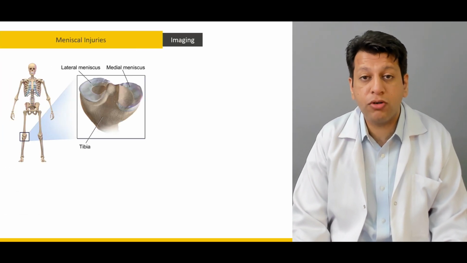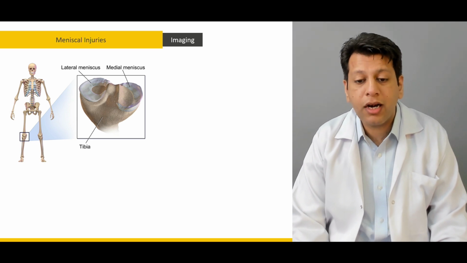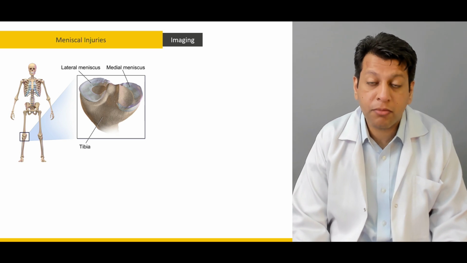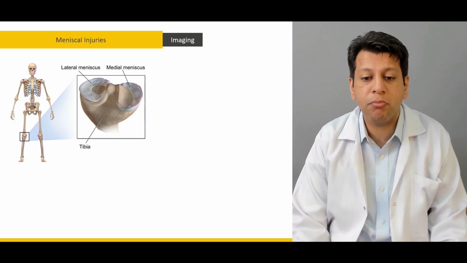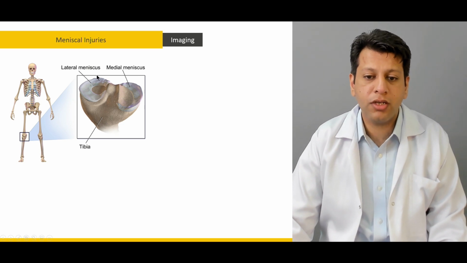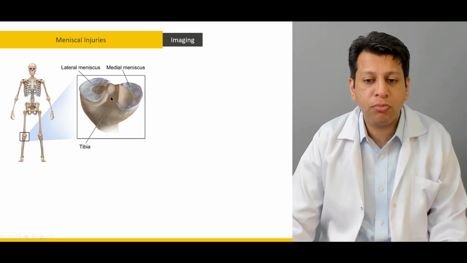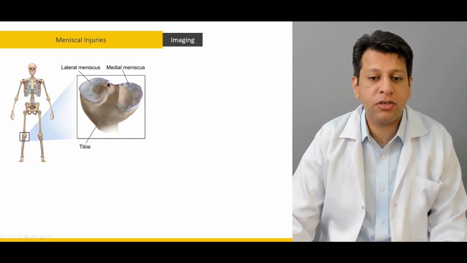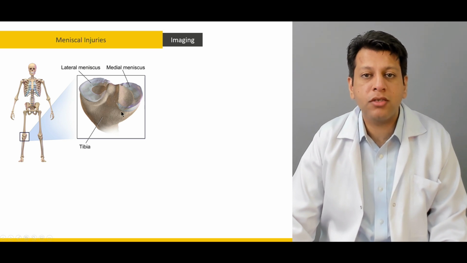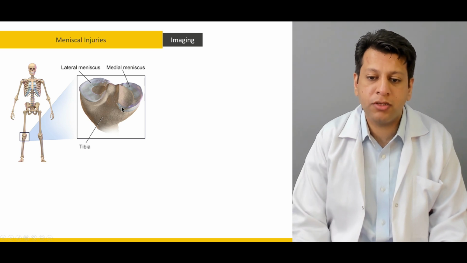So you know there are two menisci. There is a lateral meniscus and the medial meniscus. The lateral meniscus is present on the lateral tibial condyle, while the medial meniscus is present on the medial tibial condyle. If this is the tibial tuberosity, usually the lateral meniscus is more of a horseshoe shape. Although they both can be classified as C shape, the lateral is more of a horseshoe shape, while the medial meniscus is more conforming to a C shape.